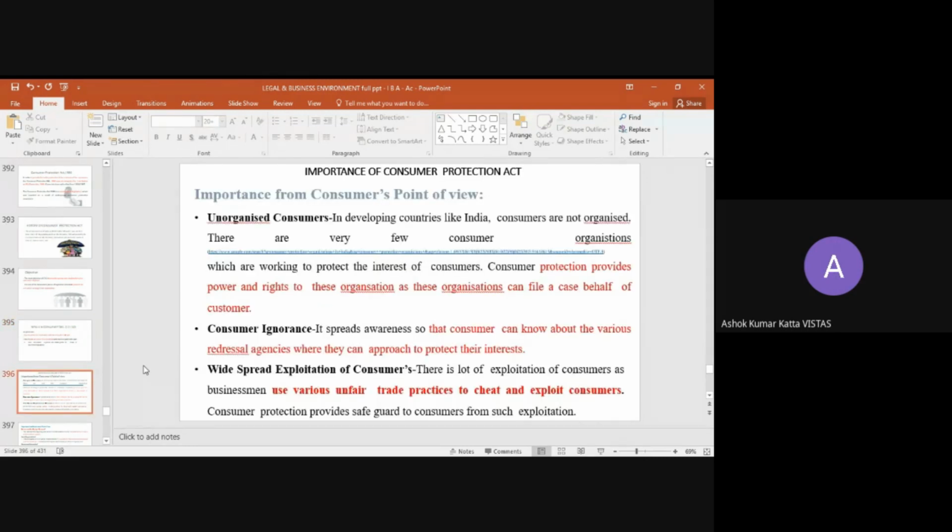Now, why is it so important for us to give protection to the consumer? Because before buying the product, you know very well what product you are going to buy and what size of product you are going to buy. Then why again do we need to give security for them?